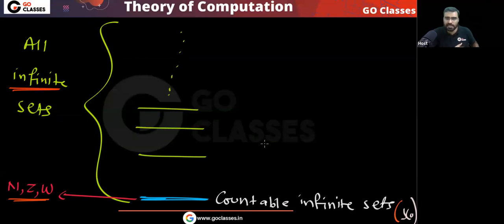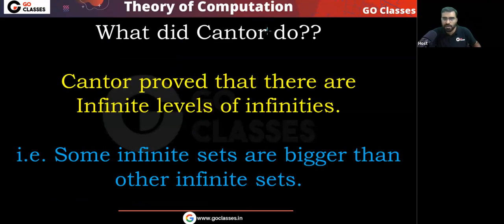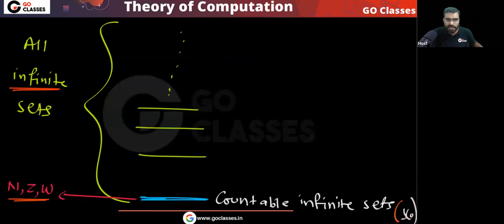We will see this in the next lecture. We will also prove that there are infinite levels of infinity. We will see the proof that Cantor gave. But this is interesting, right? That there are infinite levels of infinity.